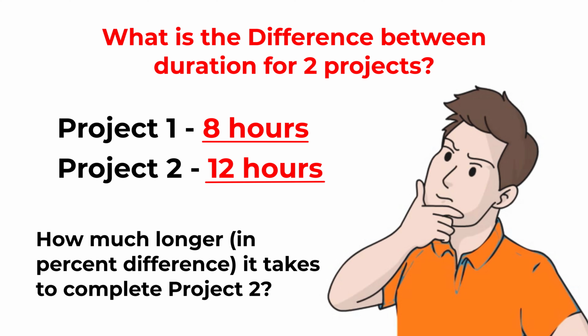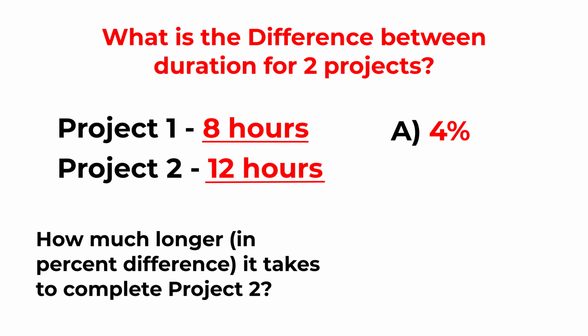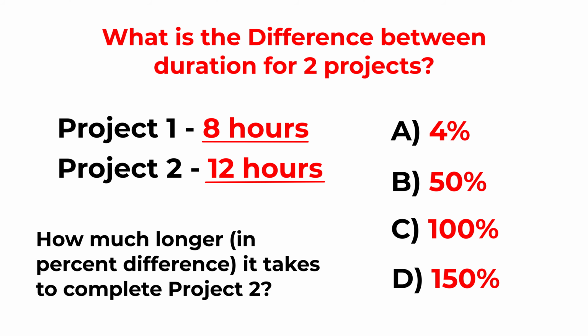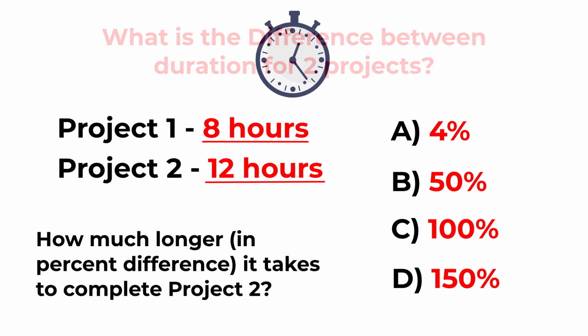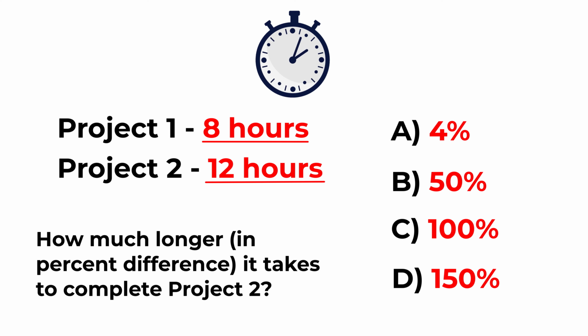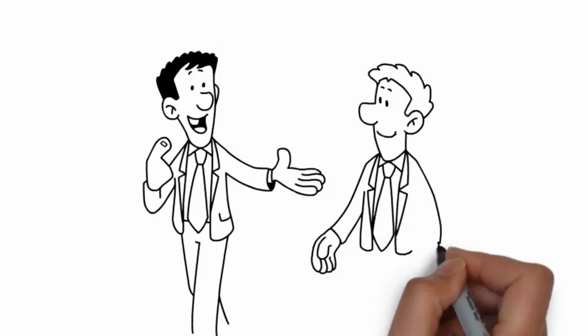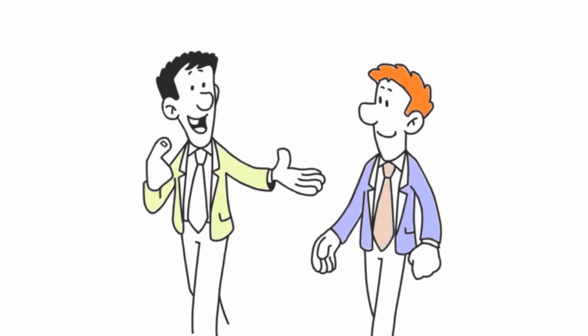You have 4 different choices. Choice A, 4%, Choice B, 50%, Choice C, 100%, and then Choice D, 150%. Do you see the answer? Give yourself 10 to 15 seconds to see if you can do mental math and calculate the percentage difference. The answer might be a little trickier than you think. Are you ready? Let's continue to see how we can get to the correct solution together.